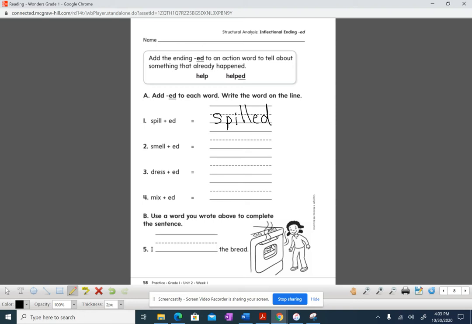Number 2, smelled. Smell plus ed equals smelled. Looks like the little girl in the picture is smelling something. She smelled the cookies. Smelled. Okay, number 3 is dressed. I got dressed today. Dress plus ed equals dressed. I was dressed for school. Dressed.